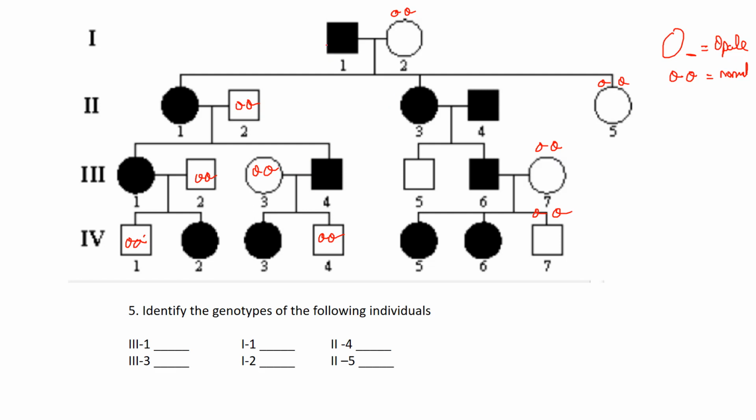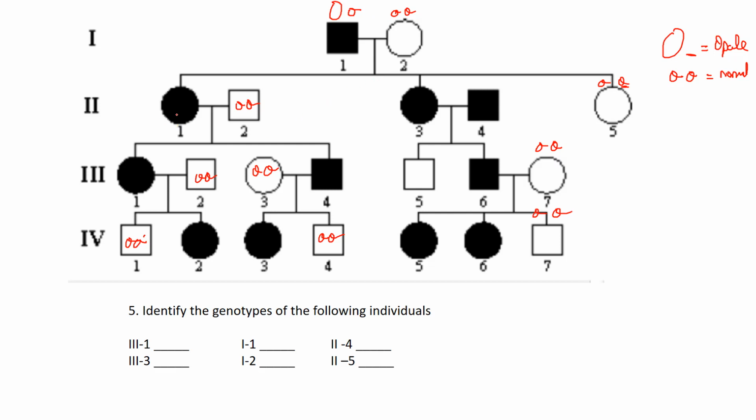hetero for O pale. So this particular one we said was capital O because they had a child that was normal, unaffected. That means there has to be 2 little recessive normal alleles. That means that this parent must be hetero. So we know what that one is.